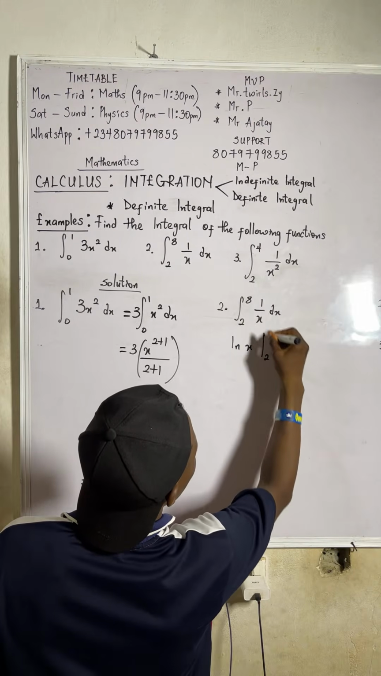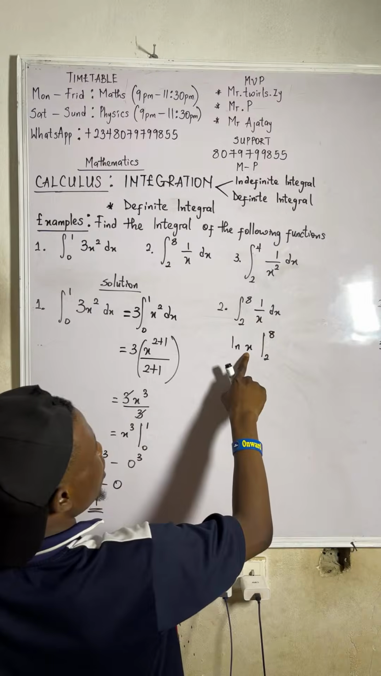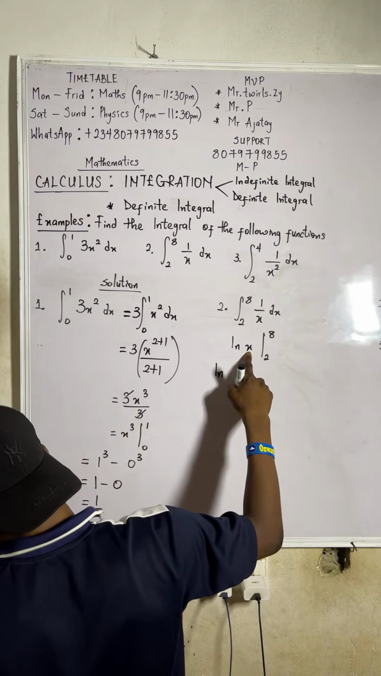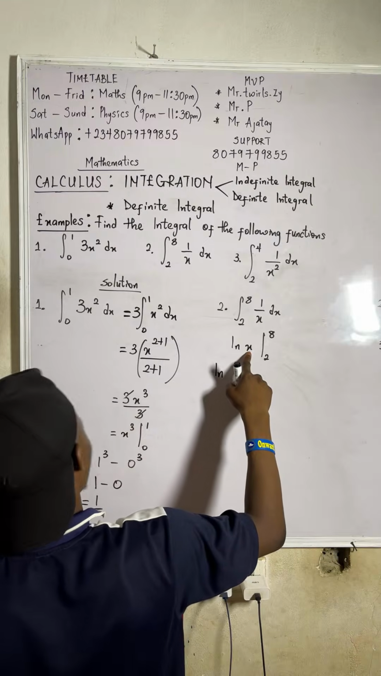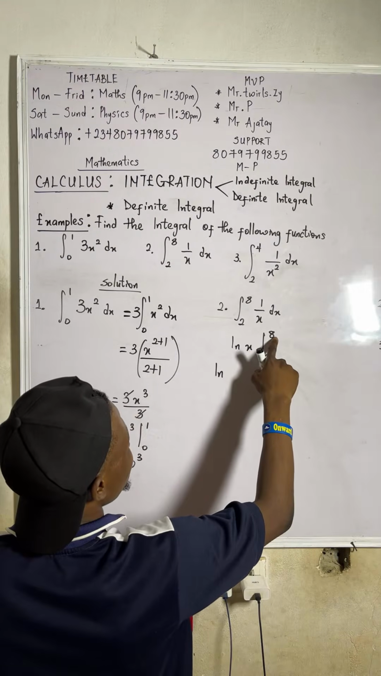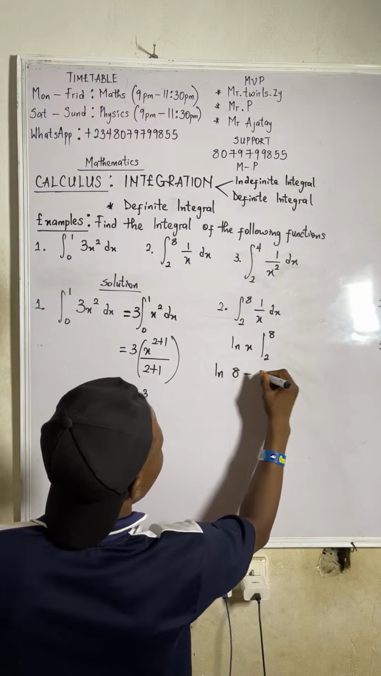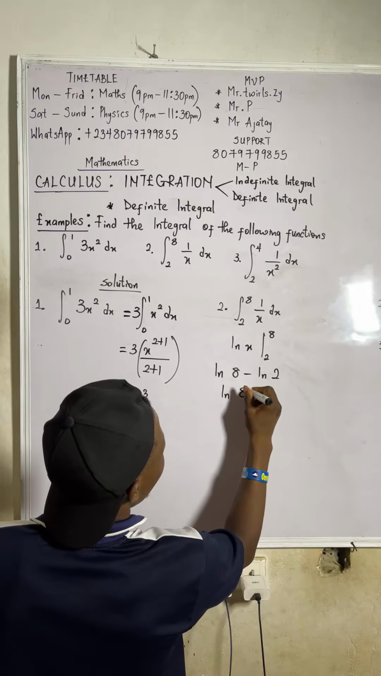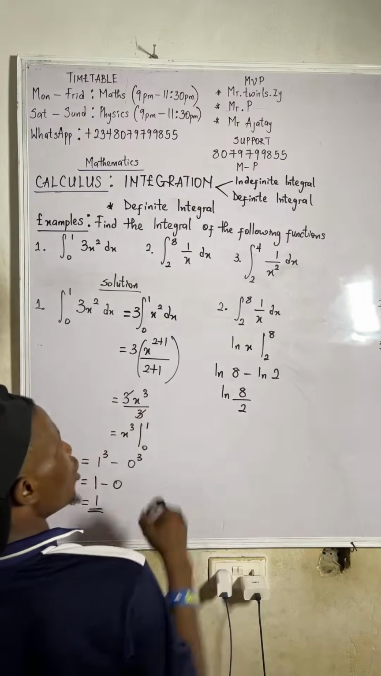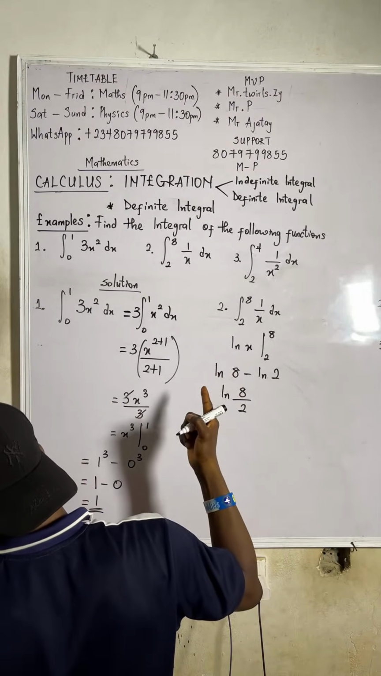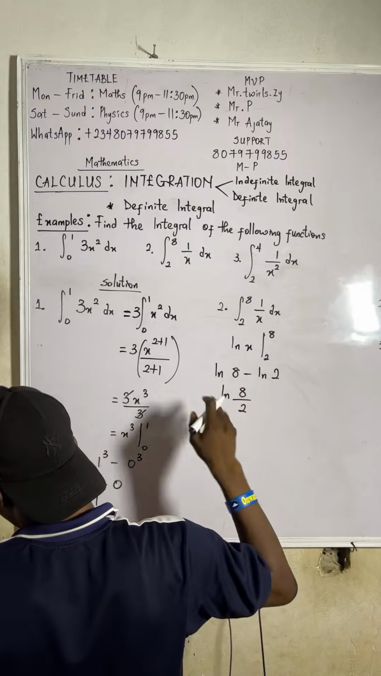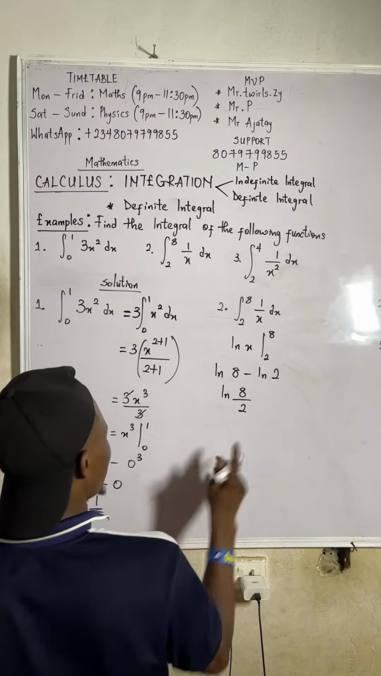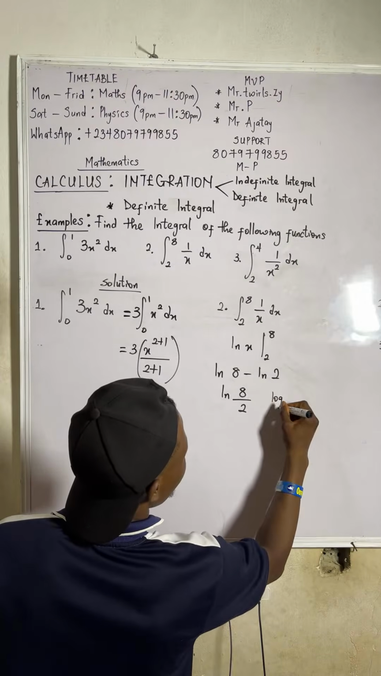So what is the boundary? 2 to 8. So you put in the upper one, then subtract. Anywhere you see x, you put the upper one first. That will be ln 8 minus ln 2. What does it mean? It means ln of 8 over 2, according to logarithm. You know ln is the same thing as logarithm, right? ln is the same thing as log base e, right?